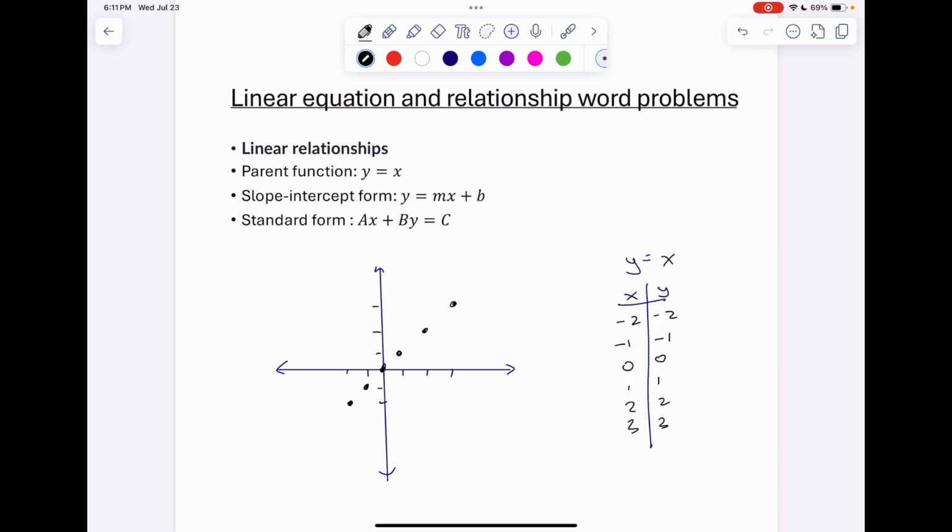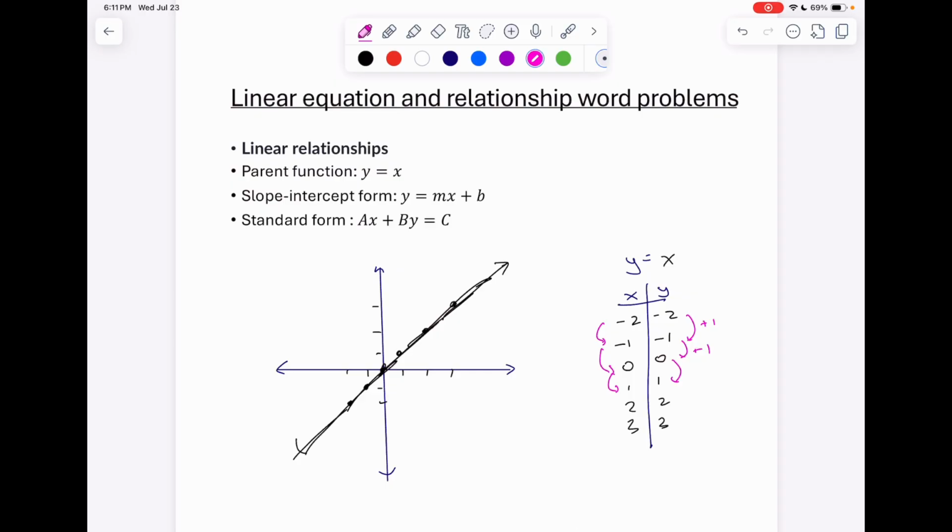I could do this all day, but what shape am I making? You'll see I'm making a line, right? And why does it make a line? Well, it's because our rate of change is constant. You'll notice that every time the x goes up 1, y goes up 1, the same amount. X goes up 1 again, y goes up 1. We're adding 1 to the y every time the x increases.